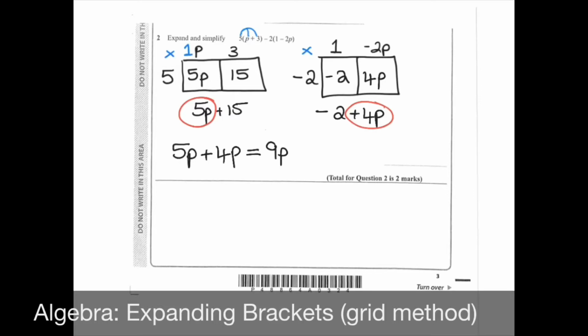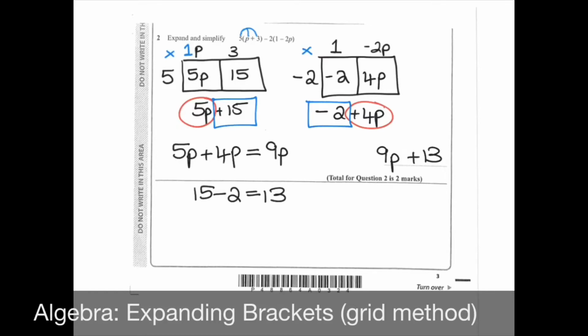Now let's look at our numbers. You've got plus 15 and a -2. So always start by writing the positive number first. So I'm going to write 15 and then the -2. That gives me my 13. So my final answer here needs to be 9p plus 13.